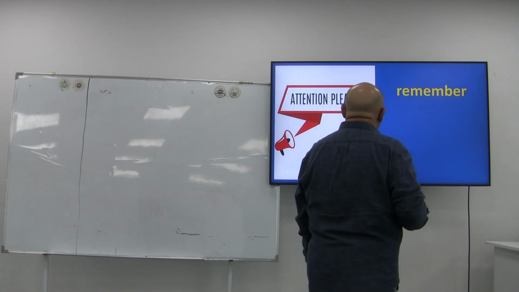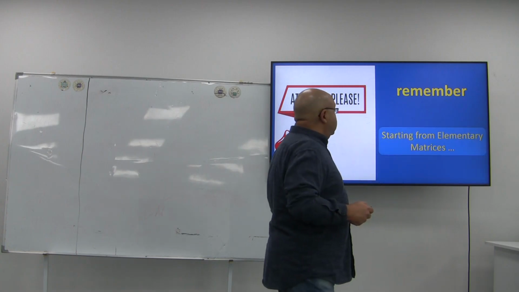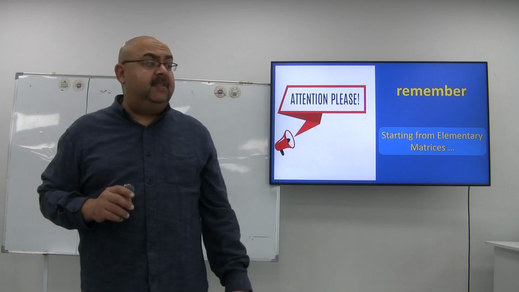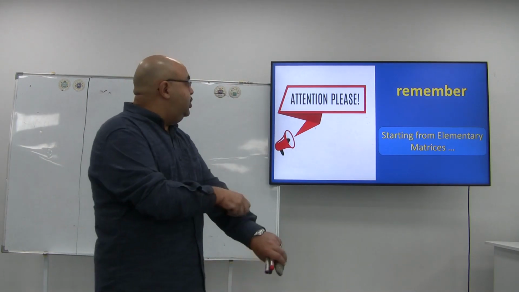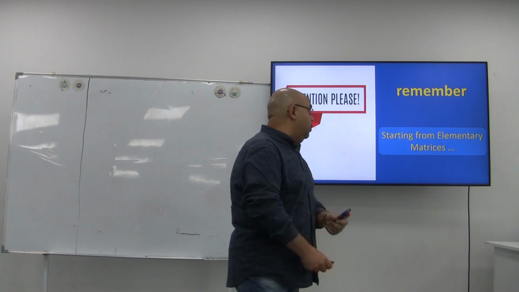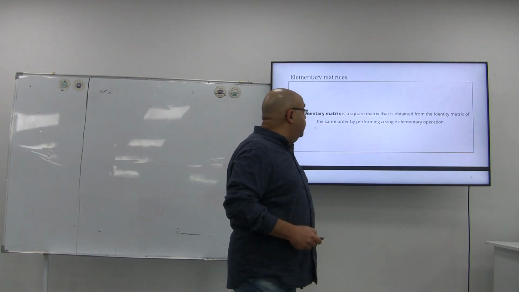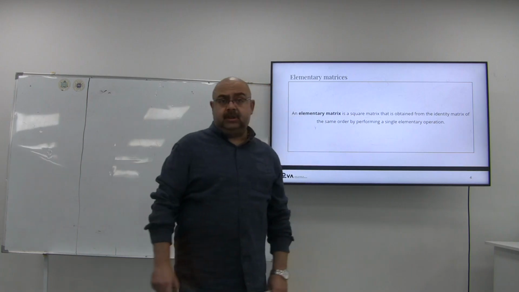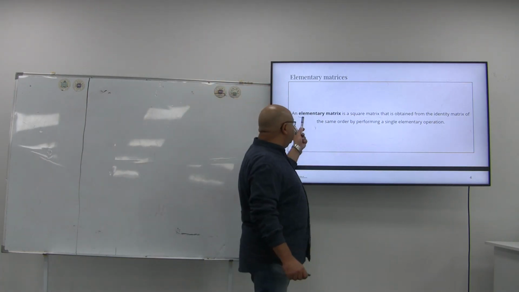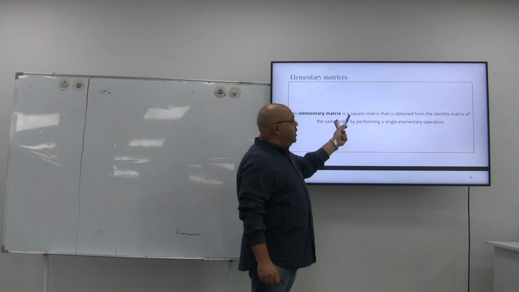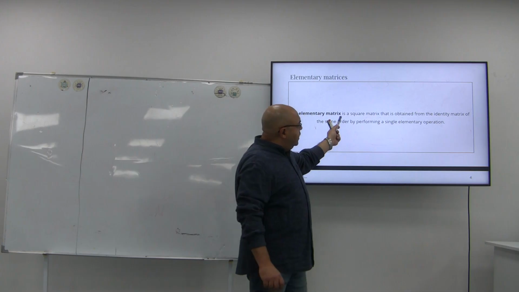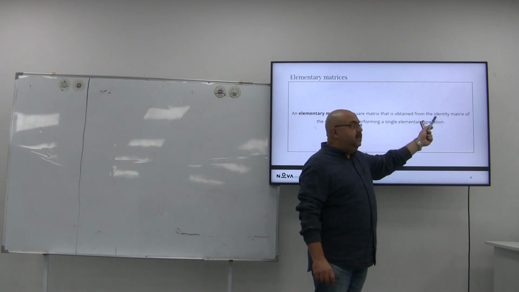Okay, I want you to remember that we will start from the part of elementary matrices and how it is linked to the change of various matrices. There is a question I want to go through with you in this lecture, but I will start with these slides. This slide is stating that an elementary matrix is a square matrix. Of course, we know about this because an elementary matrix is a square matrix that's obtained from the identity matrix.